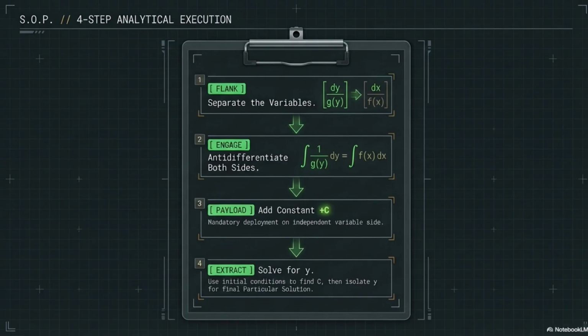To successfully execute, follow this 4-step standard operating procedure. Step 1. Flank or separate the variables to opposite sides of the equation. Step 2. Engage by anti-differentiating both sides. Step 3. Payload delivery. You must add the constant of integration, plus C, as a mandatory deployment on the independent variable side. Step 4. Extract by using your initial conditions to find C and solving for the final particular solution y.